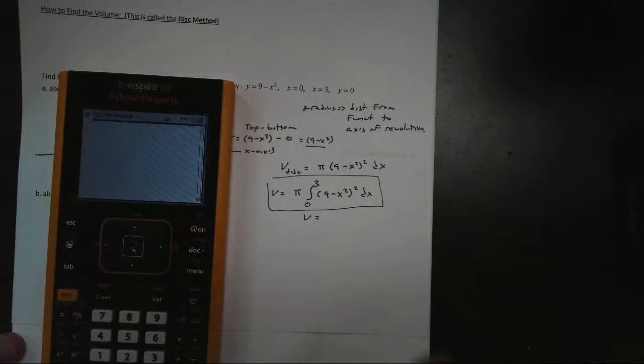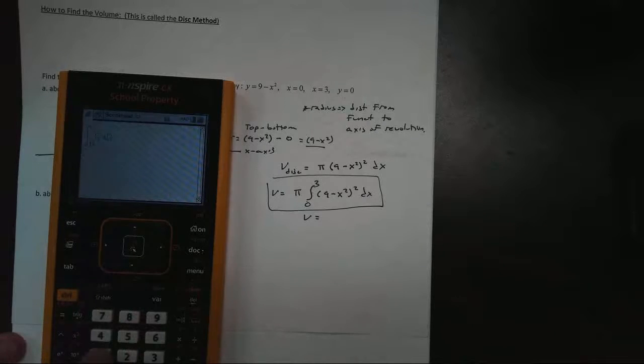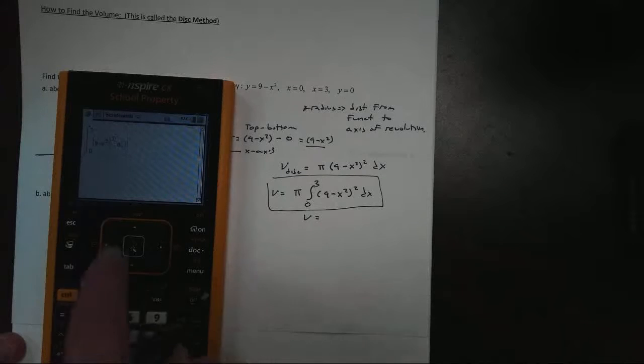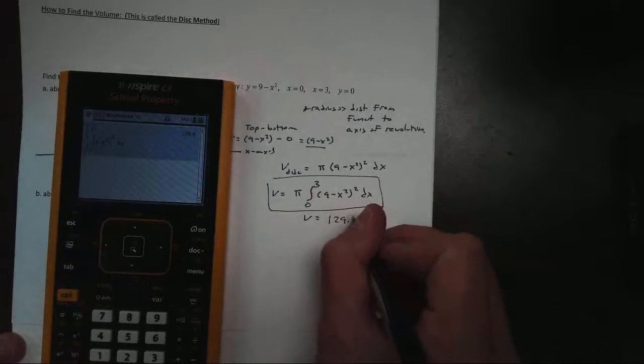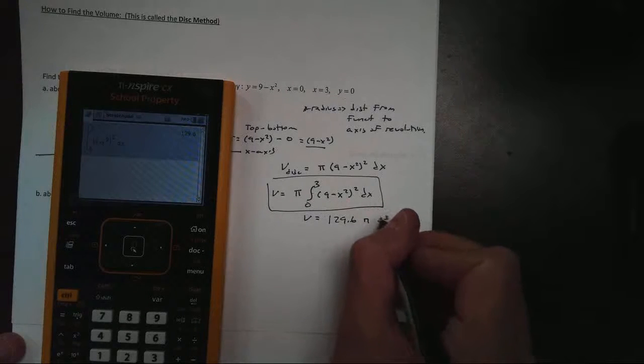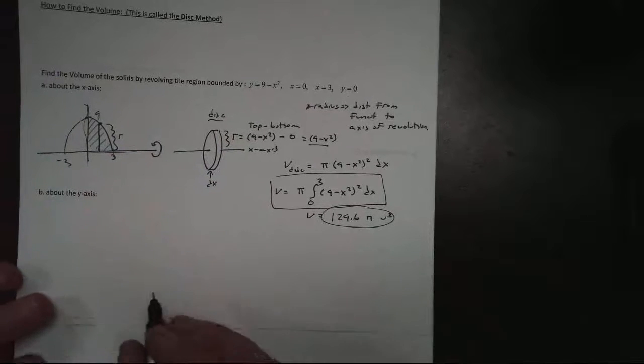Enter. If I type this in, menu, calculus, numerical integral. Now I would go from 0 to 3, and I type this in, 9 minus x squared dx. I hit enter, and this gives me 129.6, don't forget the pi, units cubed. And there's our volume. Now, what if we want to go about the y-axis?